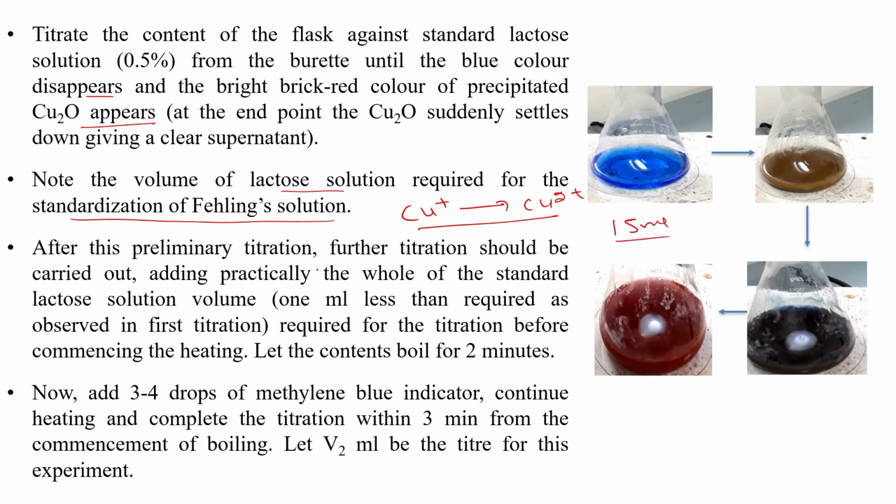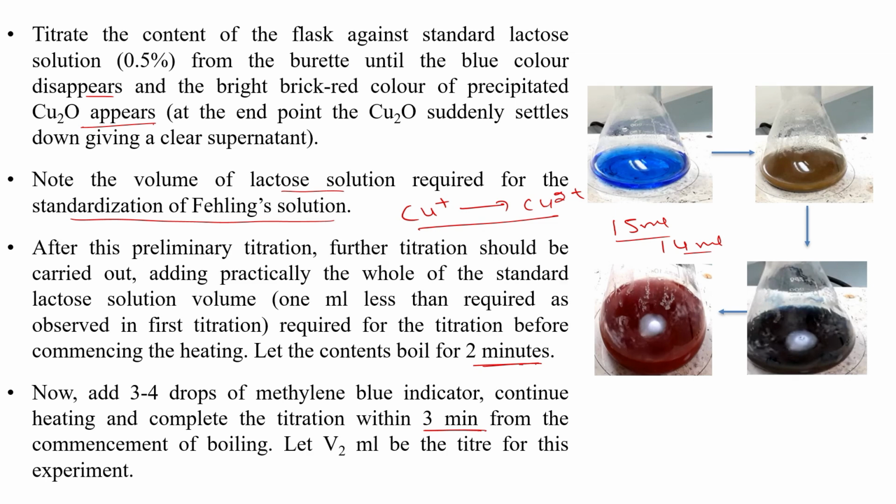So for the main titration, we will add 14 ml, 1 ml less than this, and then we will boil the content for 2 minutes, like the way we did in the original titration. Then we will add 3 to 4 drops of methylene blue indicator and continue heating and complete the titration within 3 minutes. And this titration again is to be completed within 3 minutes.